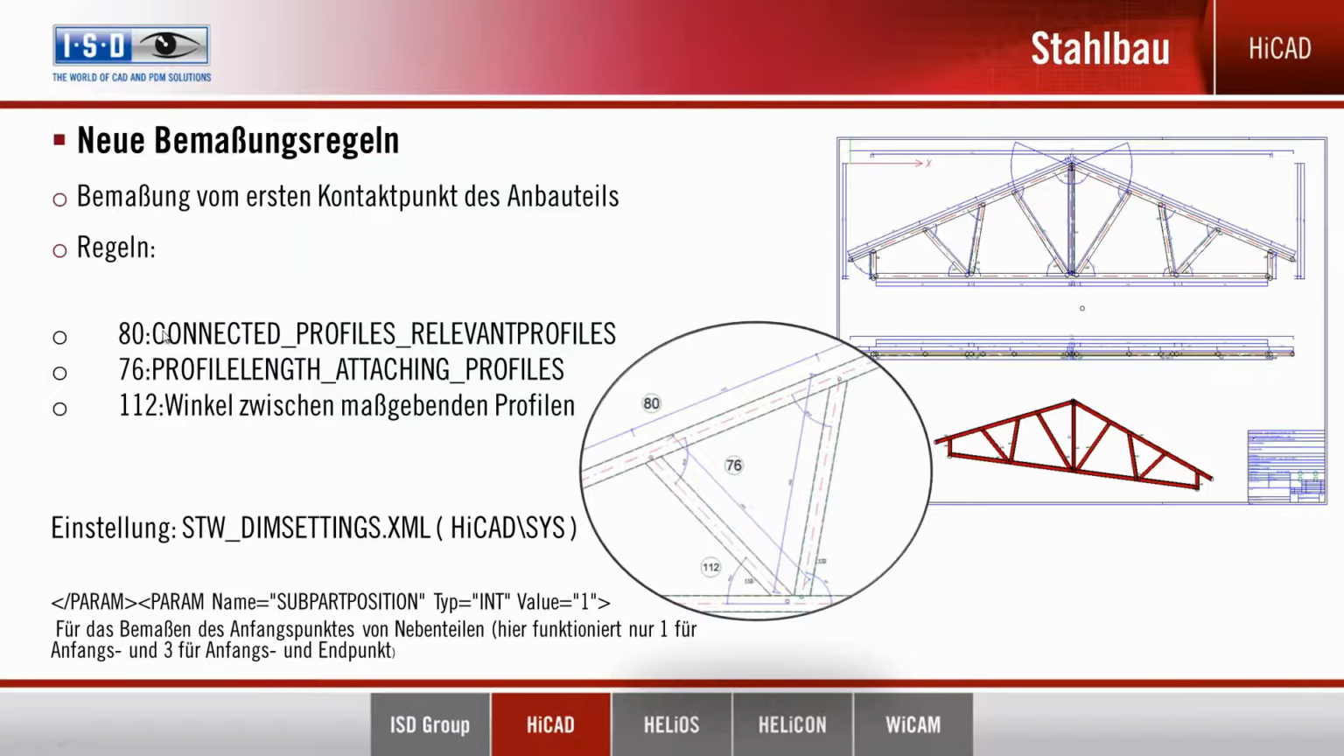Here you can also find dimensioning rules to define the type of dimension we get in the end. Another important aspect to note is that if the described parameter is not available in your stw-dim-setting.xml, you can add this parameter manually.